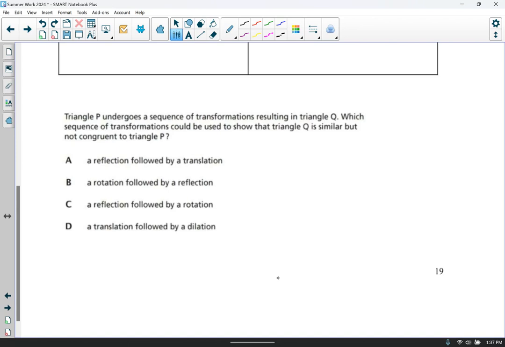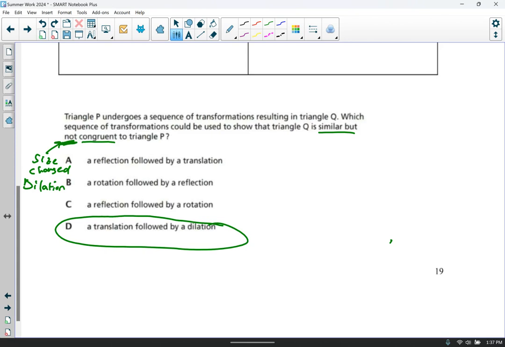Triangle P undergoes a sequence of transformations resulting in triangle Q. Which sequence of transformations could be used to show that triangle Q is similar but not congruent to triangle P? Similar but not congruent tells me it's not an isometry or a rigid motion. That means the size changed, so it had to have a dilation. The only option with a dilation is D, a translation followed by a dilation. That's where the idea of isometries and rigid motions comes into play, knowing that a dilation is not an isometry.